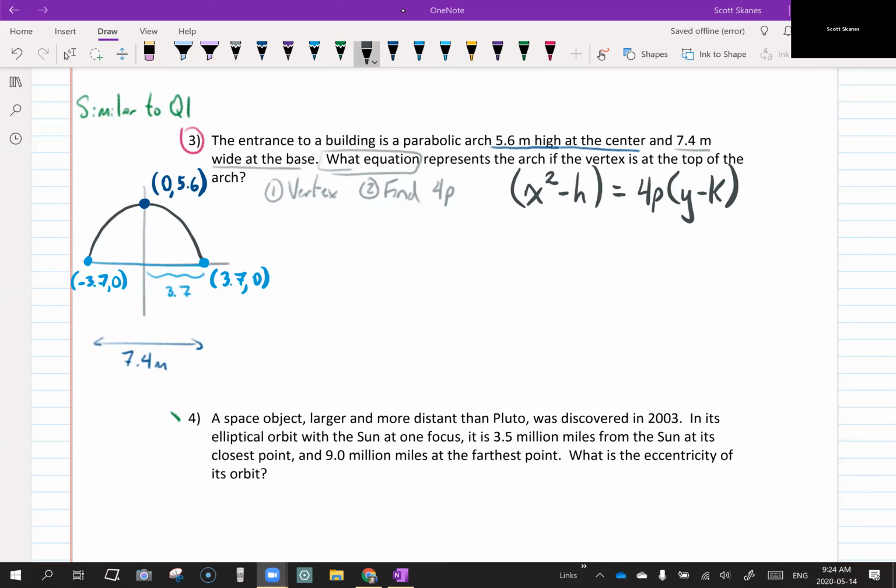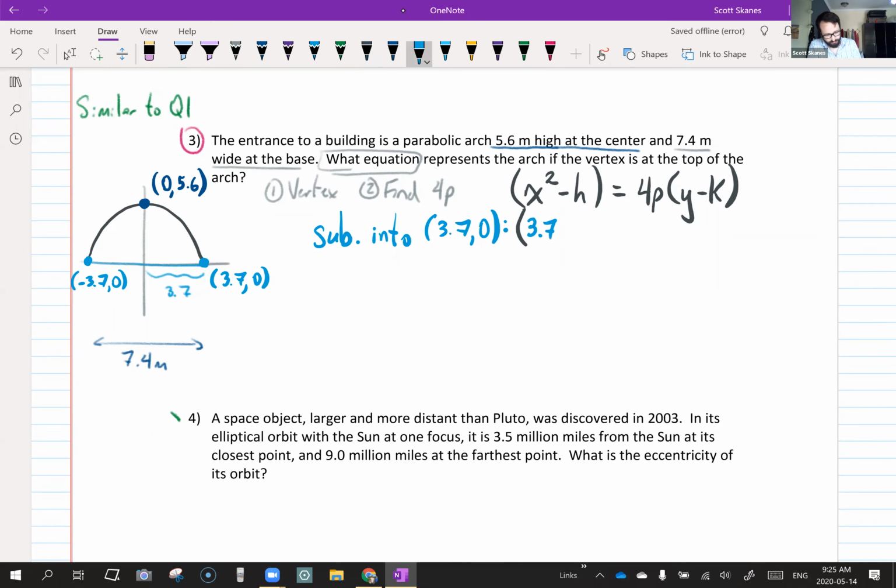So if anyone gets the final answer, please let me know. Thankfully, it's pretty fast. I'll give you a hint in case you're stuck. We're going to substitute in the point 3.7 and 0. What's my x? 3.7. I'll slowly do this with you.